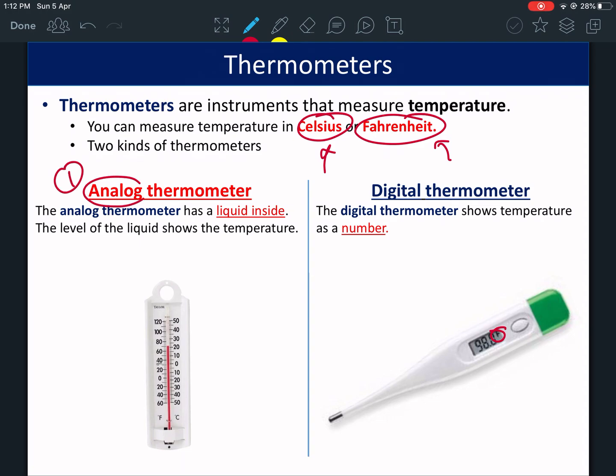The first kind is called analog. Analog is when you have liquid inside. This is mercury, and when the temperature is hotter, mercury expands, and it keeps expanding until it shows you how much the temperature is. So this is an analog thermometer. The level of the liquid shows the temperature. The digital one, you just see a number. You can see it over here. This is a digital thermometer. It shows the number. This one shows a liquid inside which reaches the temperature, and this one shows a number.